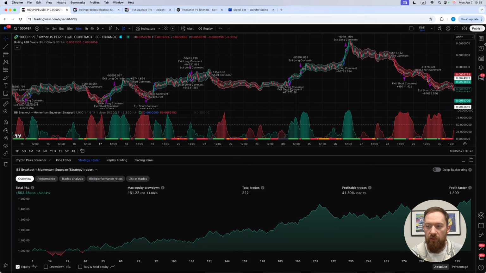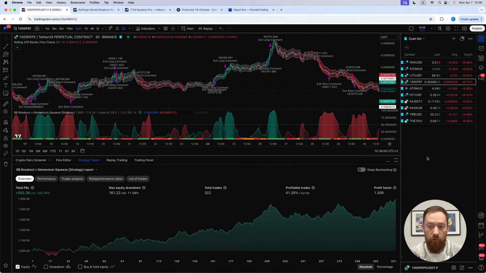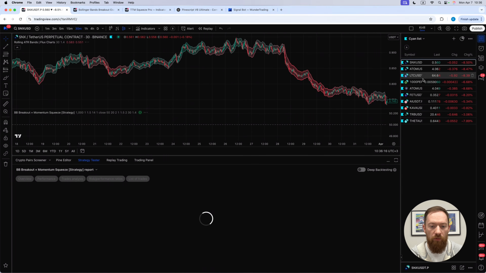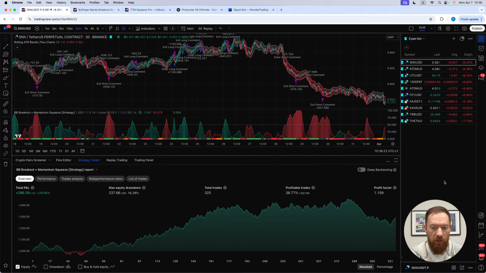So let us now look into the results, and we're going to look through a couple of different cryptocurrency assets just to see what the result of this strategy is. Currently, let's compare it across all the different assets that I have selected, and we'll see the overall trend and then try to make conclusions based on that. So here we have a positive P&L, overall 325 profitable trades. The total P&L is going to be 29.6% and the profit factor of 1.15.